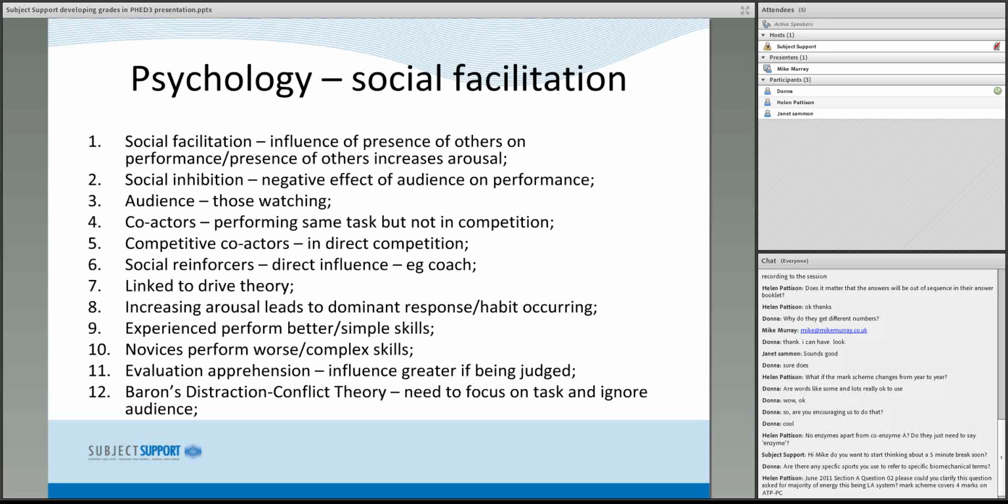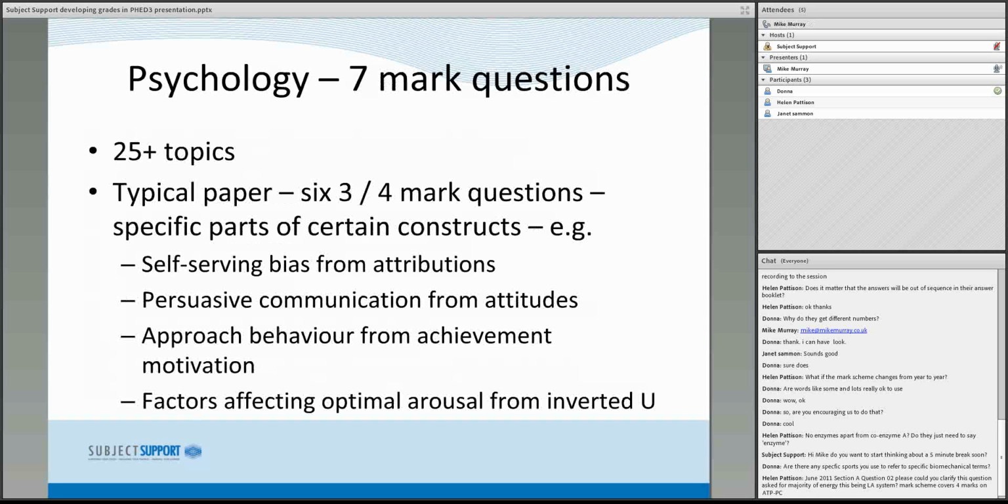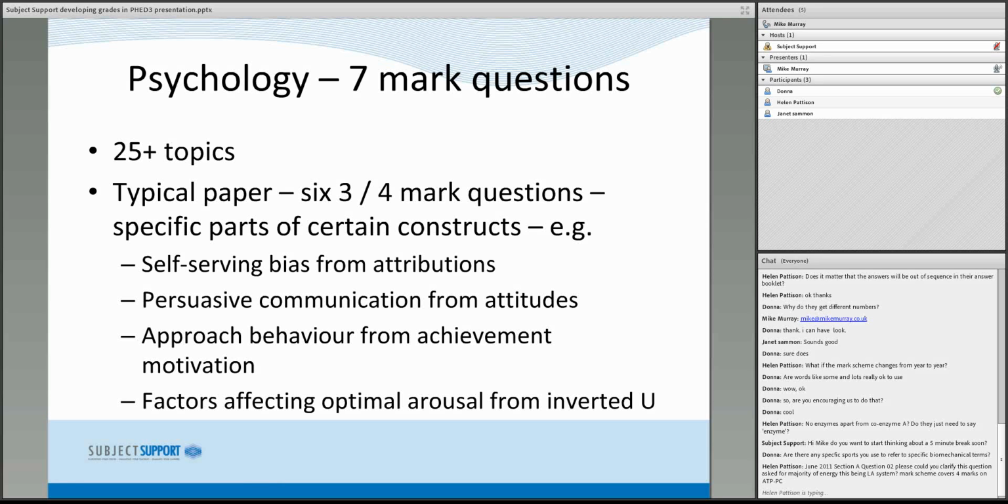Just some thoughts. In terms of the 7-mark questions, there are slightly fewer topic areas, 25 topic areas rather than the 30 found in physiology. Again, you're going to find 3 and 4-mark questions, and they tend to be quite specific. So we've had what do you understand by the phrase self-serving bias? We've had what do you understand by the phrase persuasive communication to change attitudes? What's the idea of approach behavior? Factors affecting optimal arousal from inverted U.